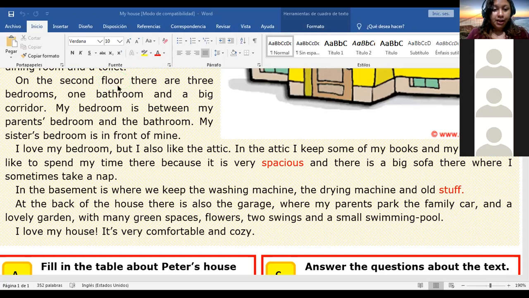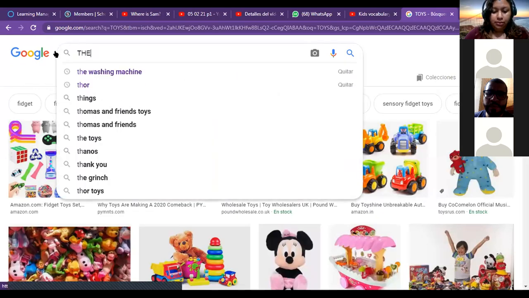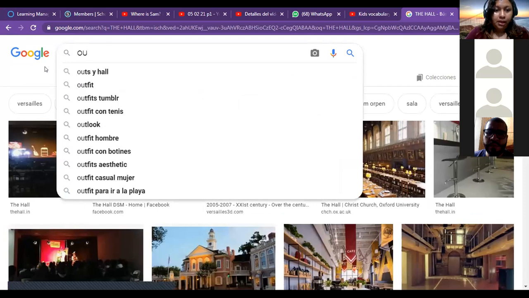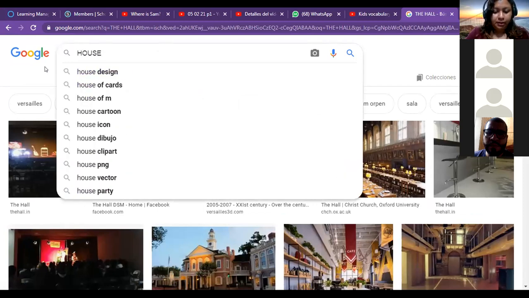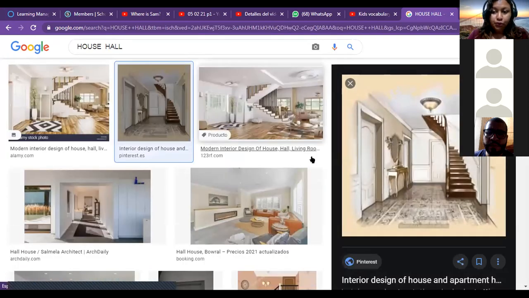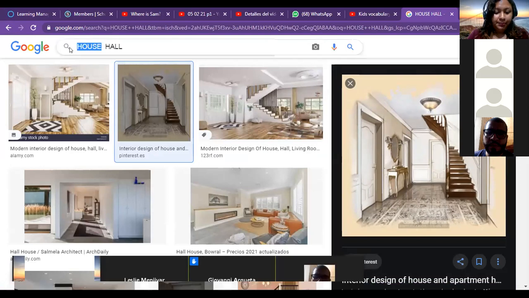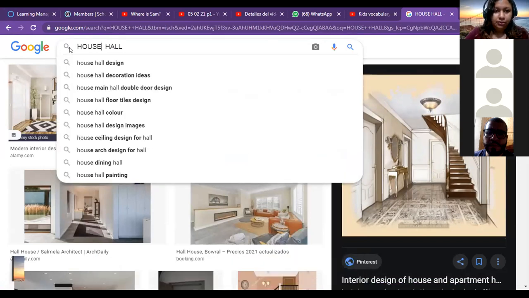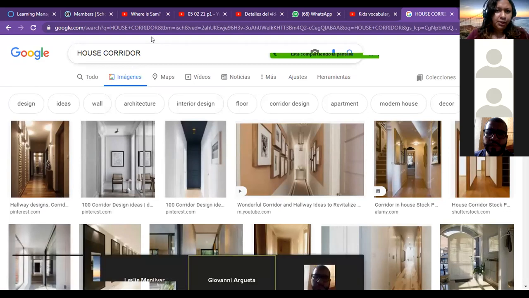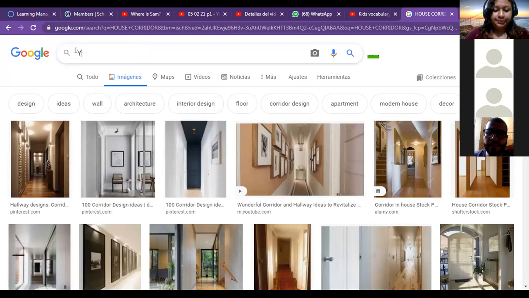What's lower? The hall. Ah, good. Okay. So the hall. Tell me, Giovanni. Patio no se dice yard. Ya le voy a enseñar el yard. Household. Okay. Si se fijan, el hall es un corredor. Y también se dice corridor. El pasillo o el corredor también se dice pasillo, creo, que es más común.